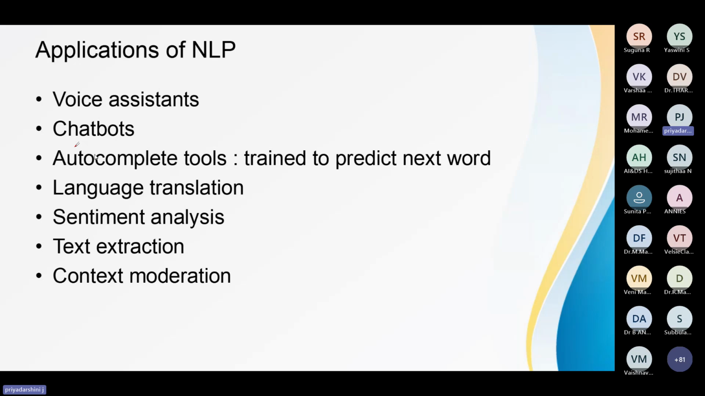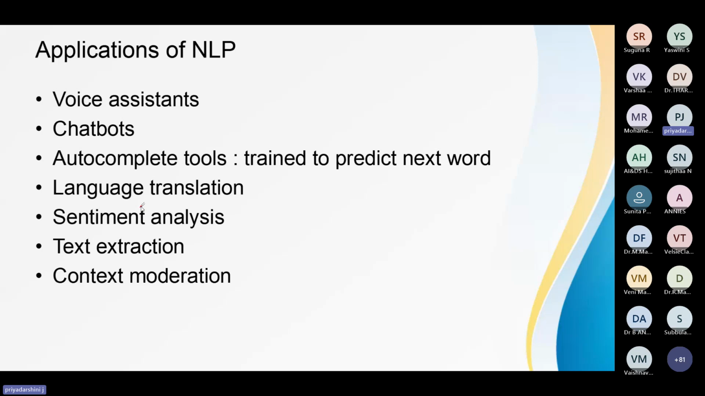Chatbots: on any website you go to right now, whether the website gets loaded or not, the first thing that asks you is, how may I help you? They also keep a name for the chatbot: I am so and so, how may I help you? So chatbots are there nowadays. Then autocomplete tools: on mobile phones, when we start typing in WhatsApp, it automatically keeps giving us the words, making our work even easier. Then language translation, which I just told you about.